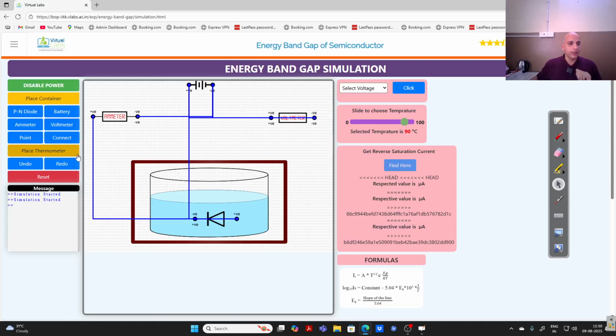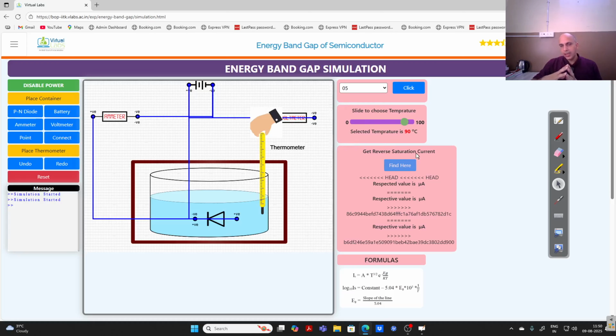I will place a thermometer here for measuring the temperature. The thermometer is placed here, right? Now I will set the voltage. So the voltage is 5 volts, the voltage of the battery. Voltage is set. Now what am I going to do?